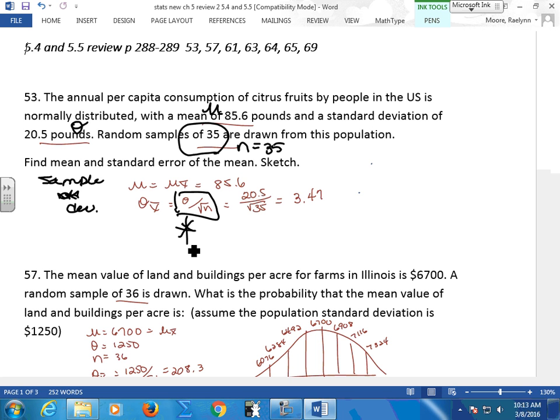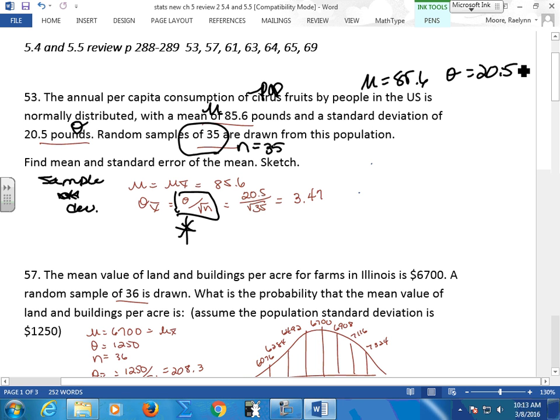They talk about your population first. They give you the population mean. They talked about our population of all of the consumption of citrus fruit for your population. So they give you your population mean, and then they give you your population standard deviation. Now, from the whole population, they took many samples of 35, and they took their mean, and then they took the mean of all those samples.